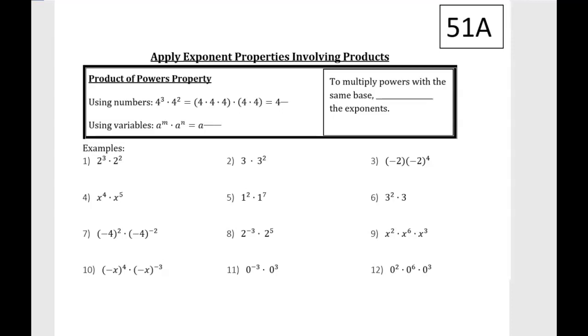Hey guys, welcome back. Today is day 51 and we are going to learn the properties of exponents. So we're going to start with our first property called the product of powers property.